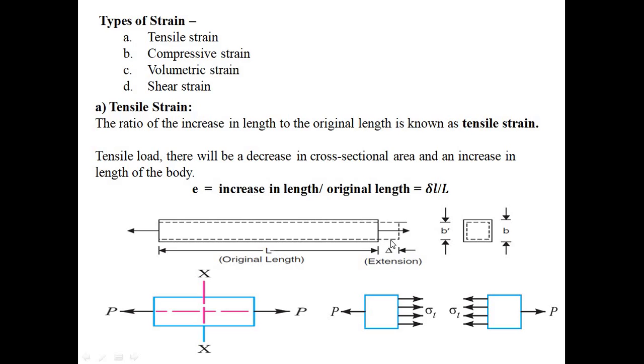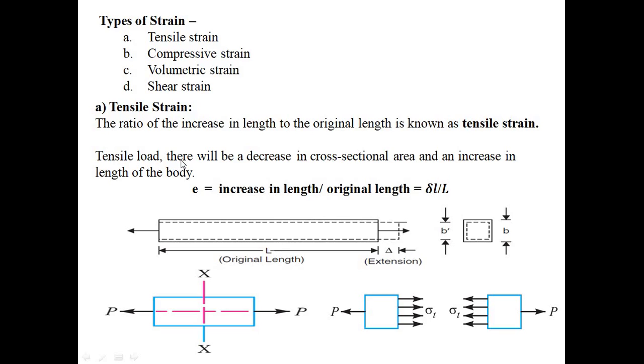As there is extension in the body, there will be a decrease in the cross-sectional area. Here you can see in the section that B is the original size of the section, and B dash is the changed size, or you can say the changed height of the section. So the dimensions, height, width and length, all change due to the tensile force. That's why this is called tensile strain.